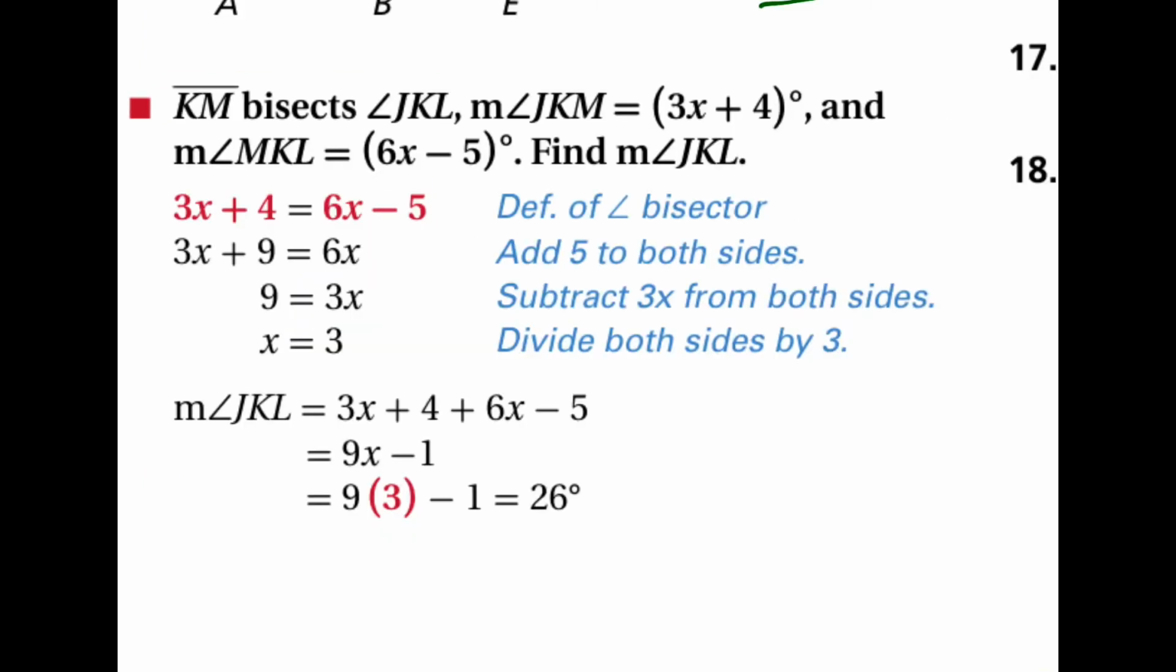Since KM bisects angle JKL, these two angle measures are going to be equal to each other. That's the definition of an angle bisector. I can solve for X and get 3. They want me to find the measure of JKL, so I plug 3 back in, and I get an answer of 26 degrees.